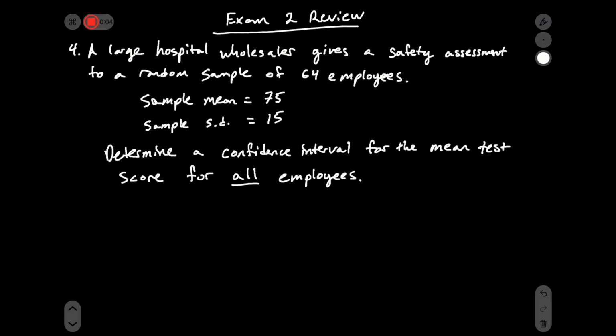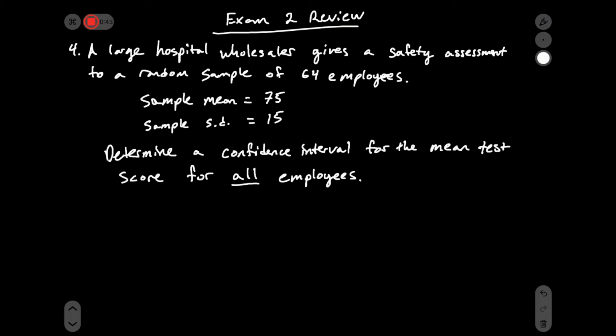In this fourth problem, we'll be dealing with an old exam question from a previous business stats problem. We're dealing with a large hospital wholesaler that gives a safety assessment test to a random sample of 64 of its employees. Suppose 64 of the total employees that are working in this warehouse, perhaps. And the sample mean for the 64 employees was a score of 75 points with a sample standard deviation of 15 points.